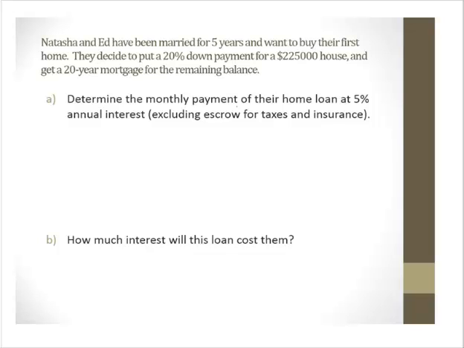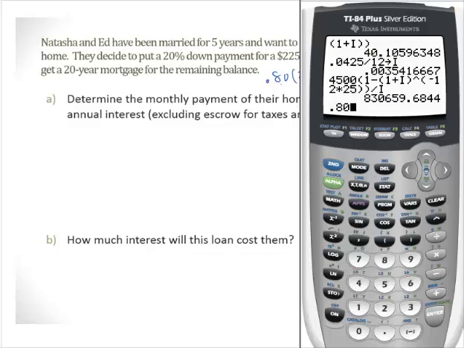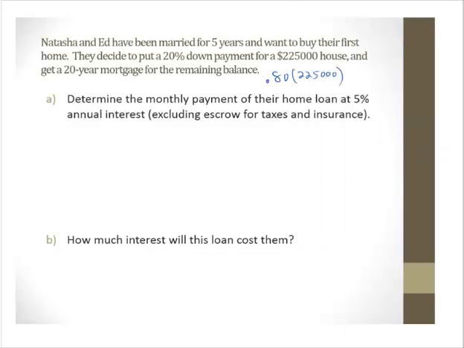Alright, so if they're going to put 20% down on the house, that means they're going to pay that much up front. So they're only taking a loan on the remaining amount. So we need to figure out what's 80% of $225,000. Alright, so we'll use the calculator here. 80% of 225,000 is 180,000. So that's the loan amount, right? They're borrowing $180,000. All right, so that's the principal. P is $180,000.